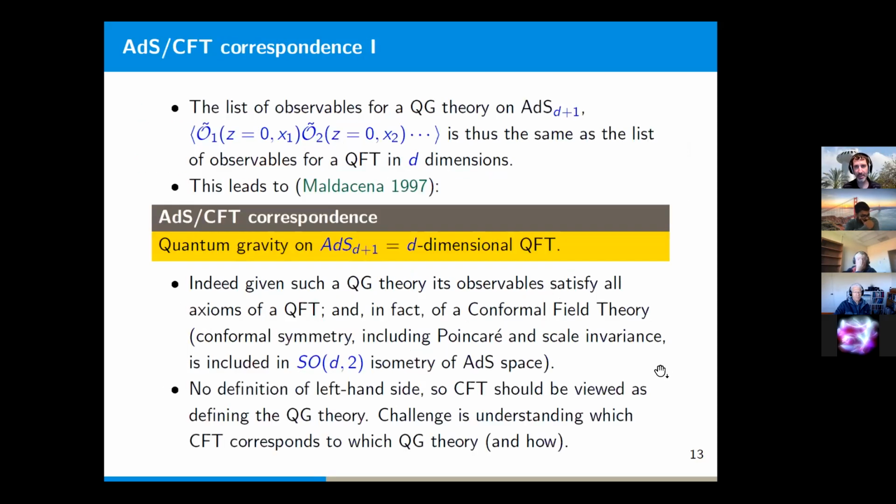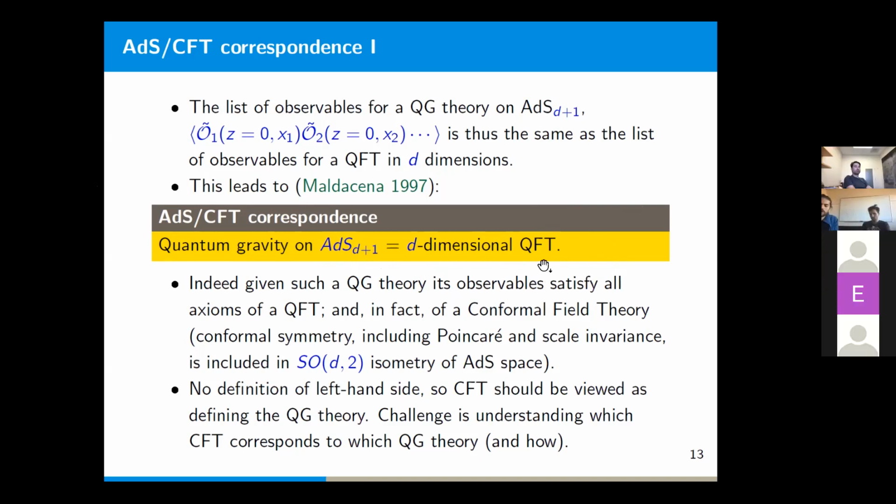And this observation motivates the AdS/CFT correspondence, which is the statement that not only is the list of observables the same in these two types of theory, but in fact there is a precise equivalence between these theories, namely a quantum gravity theory on an asymptotically anti-de Sitter space in d+1 dimensions is equivalent to a d-dimensional quantum field theory. And indeed, if we had some quantum gravity theory of this type, then these observables would be well defined, and one can argue that they would obey all the axioms of a quantum field theory, so that they would define, if you want, a d-dimensional quantum field theory.